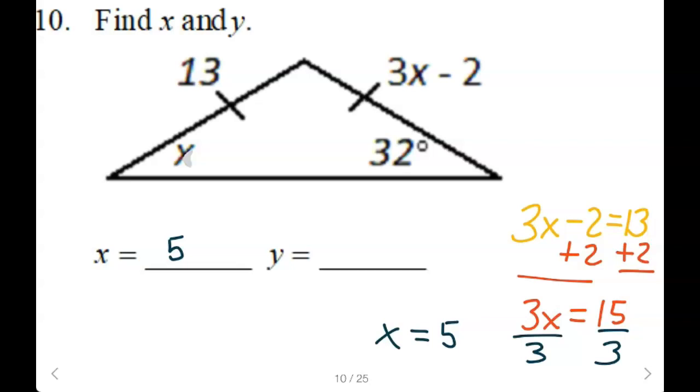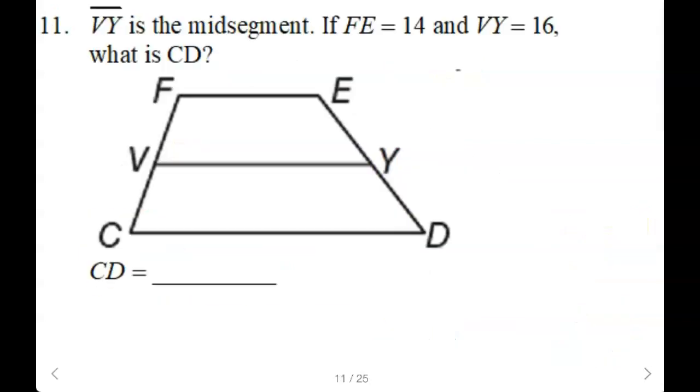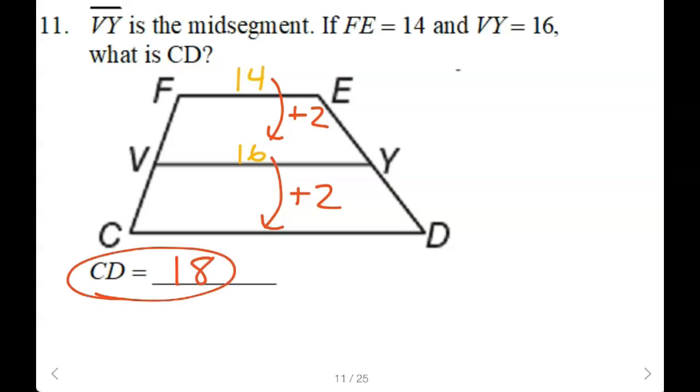All right, in a triangle, if two sides are congruent, the angles across from them are congruent. So y is 32. Mid-segment, we've got EF is 14, VY is 16, so it's increased by 2. We're going to increase by 2 more to get the other base of 18.